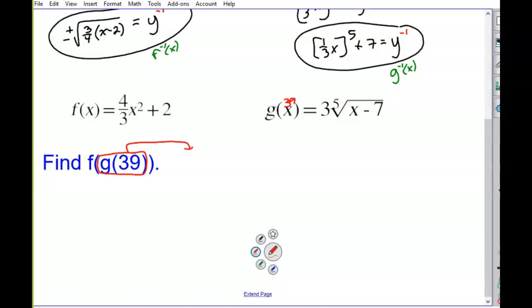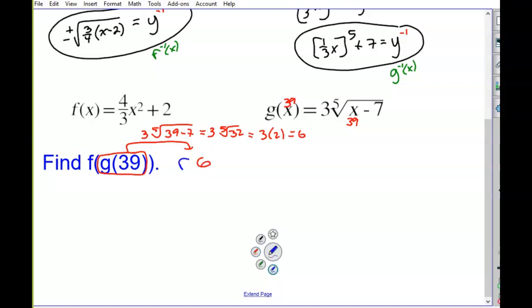Which means I'm just going to plug 39 right in there for x. So kind of use this as my workspace. The inner part is going to be 39 minus 7, which is 32. And the fifth root of 32, 2 times 2 times 2 times 2 times 2. 2 to the fifth power is 32. And then the fifth root and the fifth power we reduce out. So really, this is like 3 times 2, because the fifth root of 32 is 2. So that whole thing turns into 6.